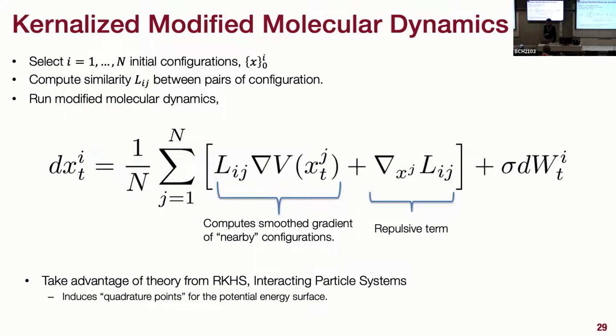And so why is this an interesting thing to do? Well, it so happens that from other aspects we're working on as a group, you can take advantage of so-called interacting particle systems, of which this is a particular type. And because these L's are kernels in some sense, you can take advantage of theories that we know from RKHS systems. And essentially what you can be guaranteed is that if you perform molecular dynamics in this way, it reproduces so-called quadrature points on your potential energy surface.